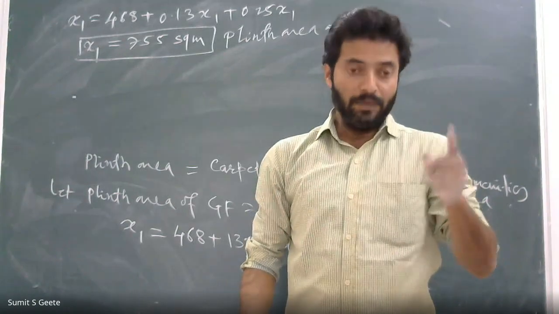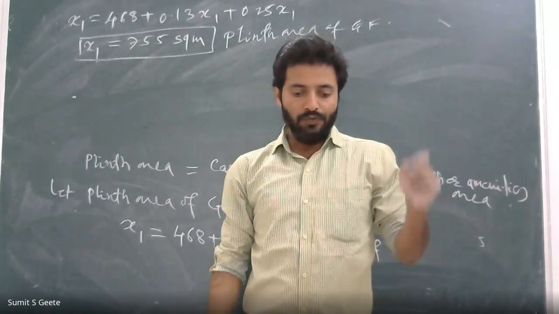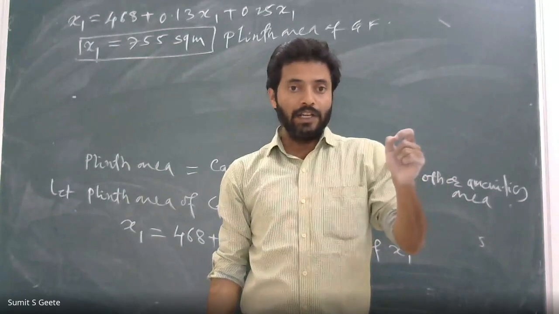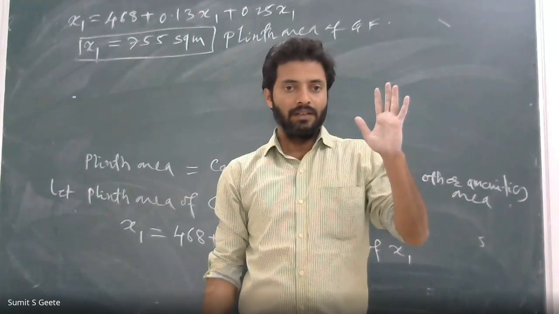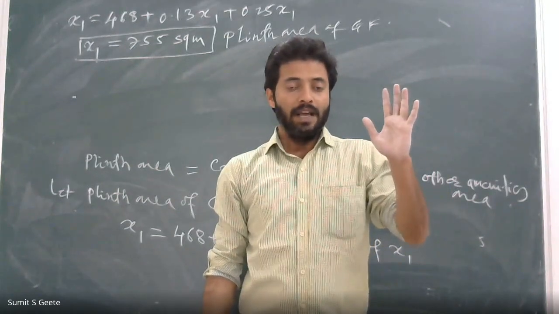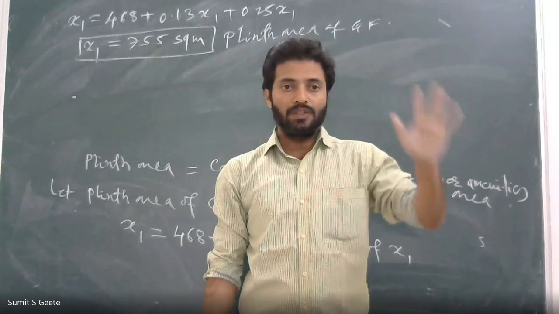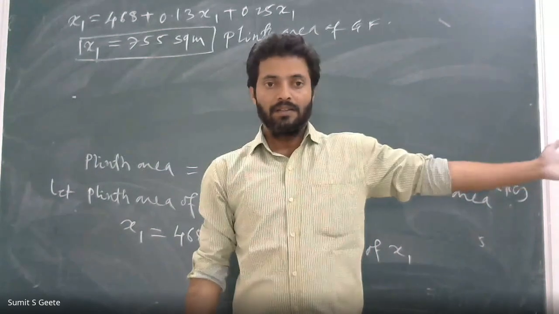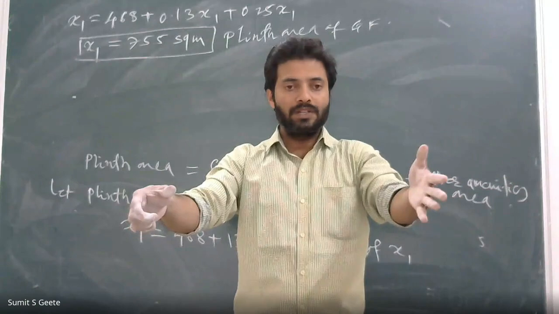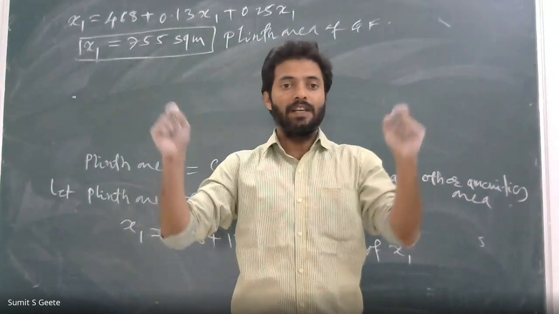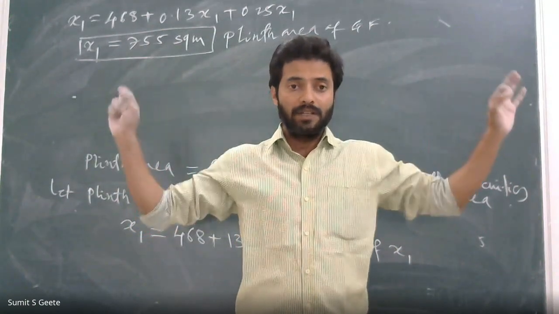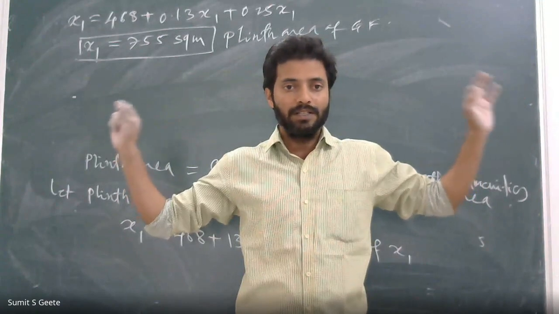Now read out the fourth statement. The ground floor plinth area rate including foundation. Including foundation means there is no necessity to calculate the cost of foundation separately, because whatever rate of construction is given, that rate is including foundation. This is a very important statement.